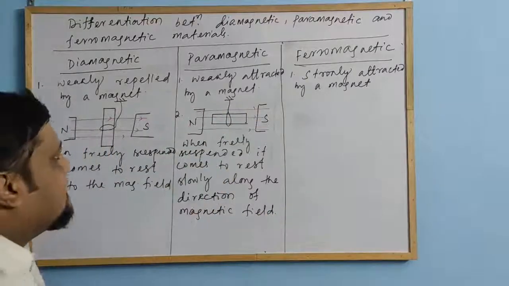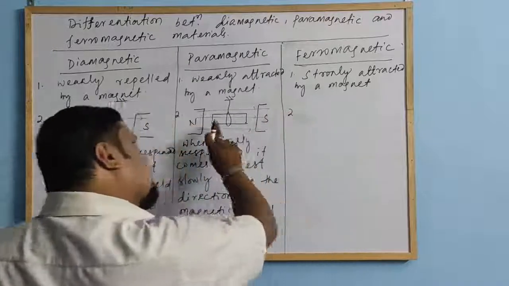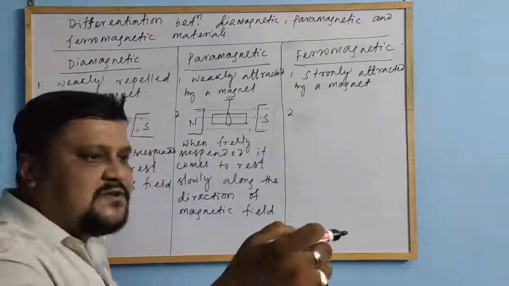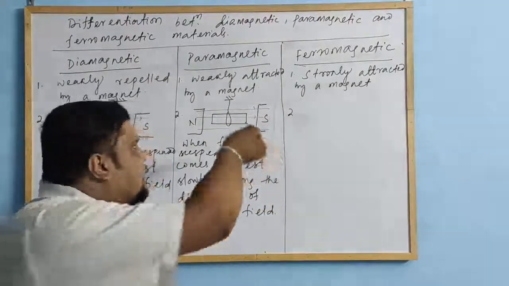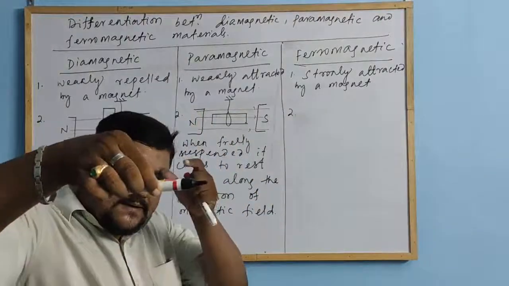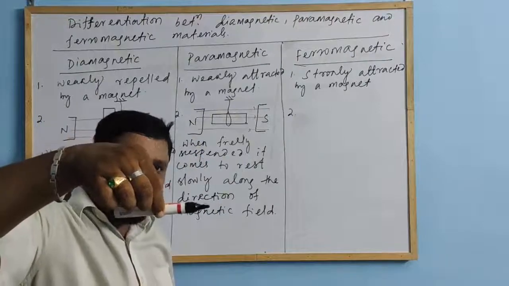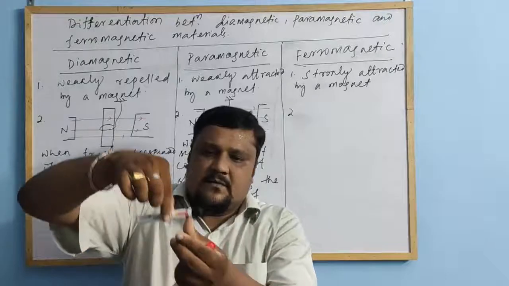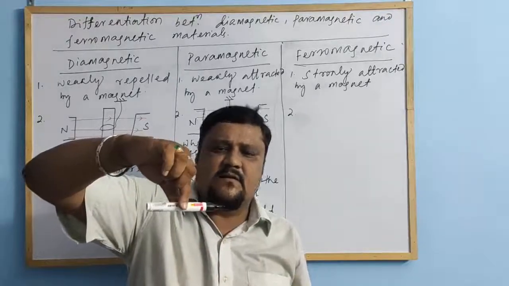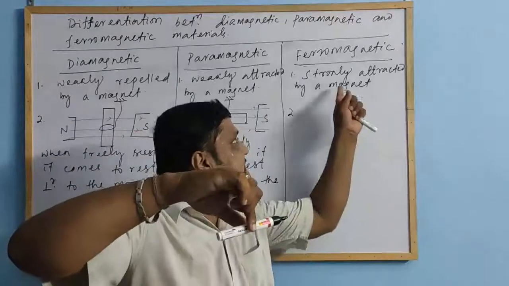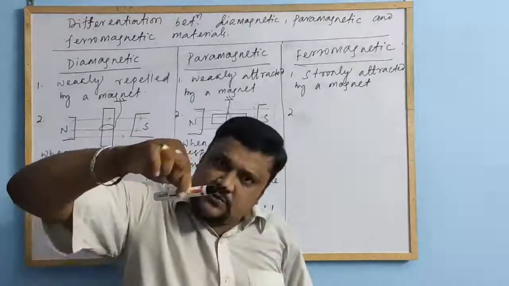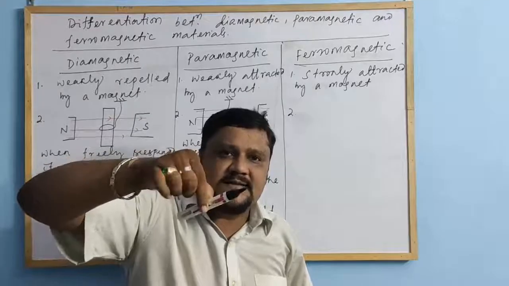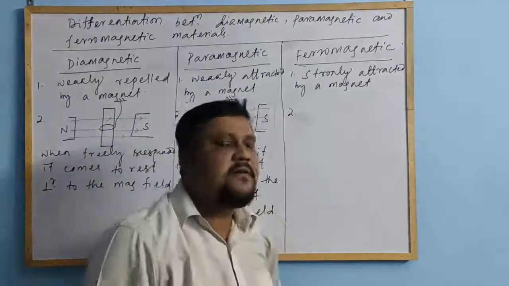In the ferromagnetic case, it will also come to rest, because these are also attracted, but strongly attracted. When it is freely suspended in rod form, like in a paramagnetic, it comes to rest along the direction of the magnetic field. In a paramagnetic it comes to rest slowly, but in the case of ferromagnetic, it comes to rest along the direction of the magnetic field very fast.